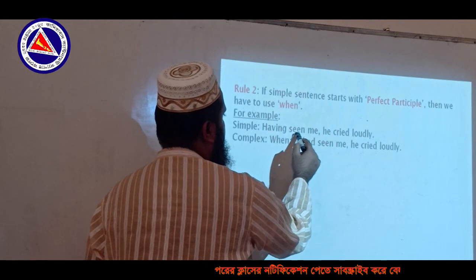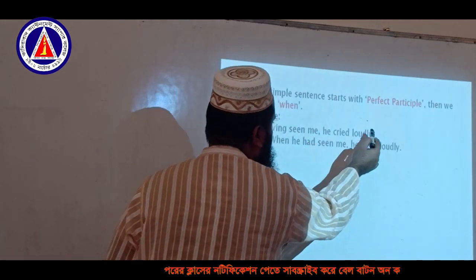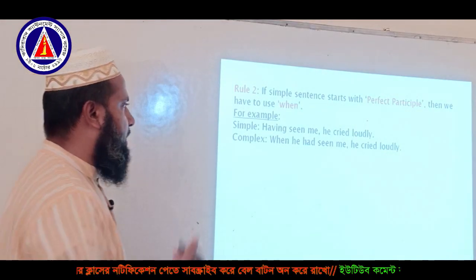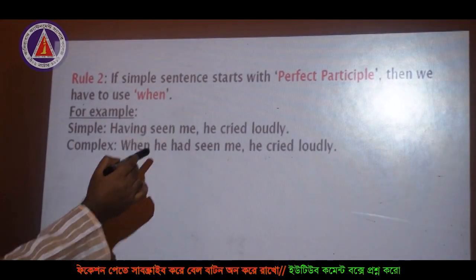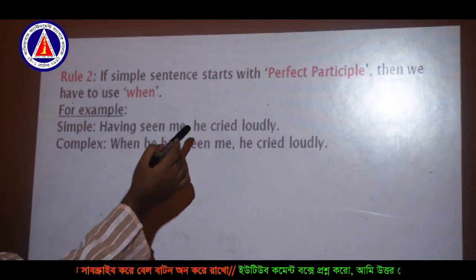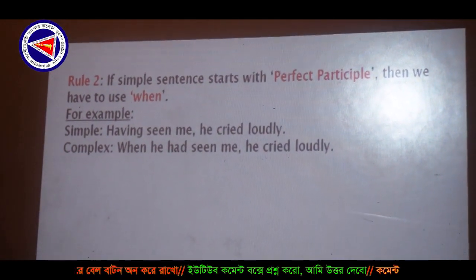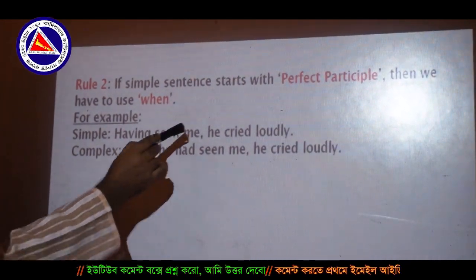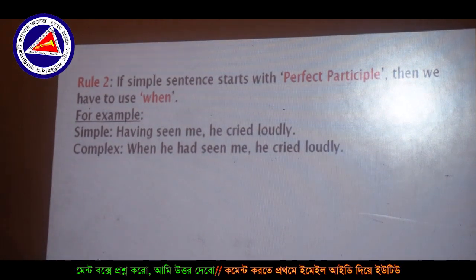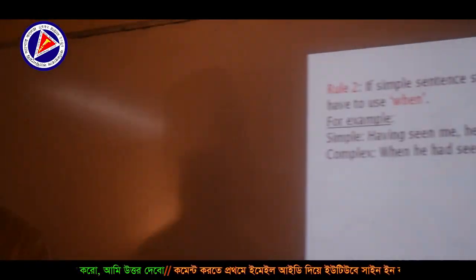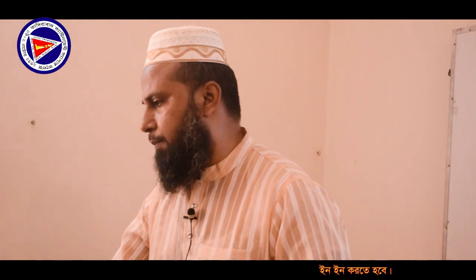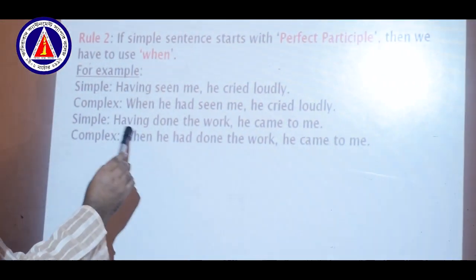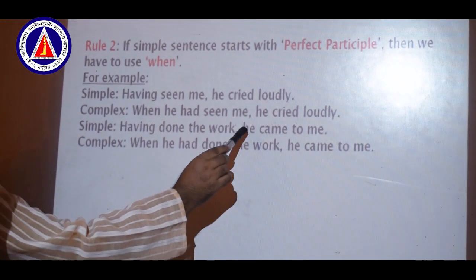So here, having seen me, he cried loudly. So when he saw me, he started crying and the voice was loud. And it is a simple sentence because there is only a single clause and this is a principal clause. Now I am making it complex. That's why when, because it's a perfect participle. So when he had seen me, he cried loudly. There is another example: Having done the work, again having done, that means perfect participle, he came to me.